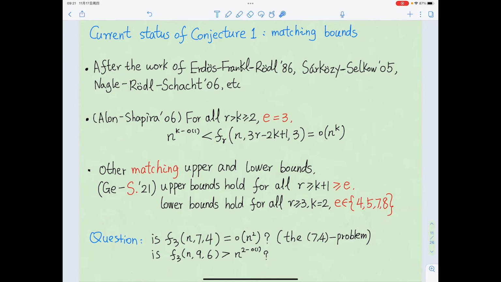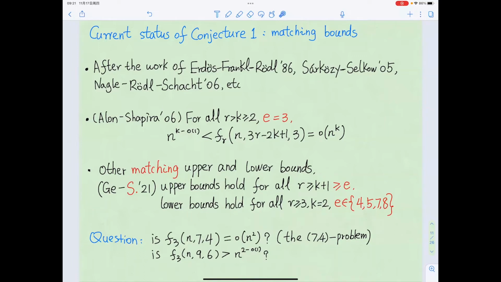This is the upper bound. And about the lower bound, we can show that the lower bound of Conjecture 1 holds for all integers r at least 3, k equals 2, and e belongs to {4, 5, 7, 8}. And our method does not work for the case e equals 6.